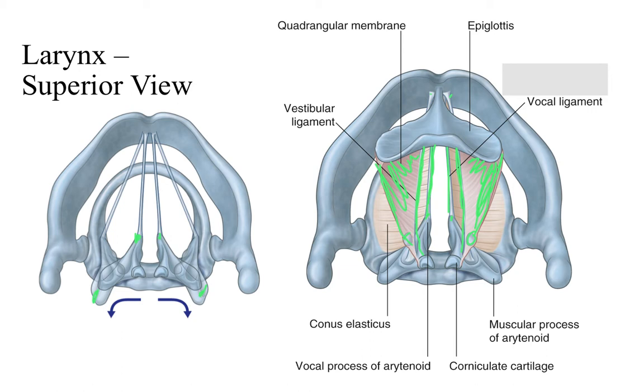All right, and those kind of changes are the result of, and I know you guys are probably laughing now, changing the position of these arytenoid cartilages and thus putting more or less tension on those vocal cords.